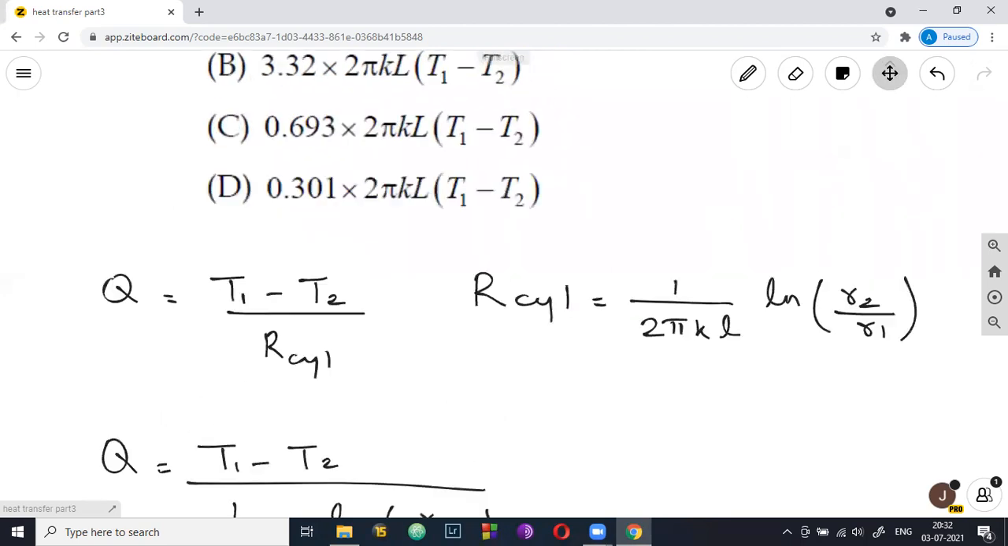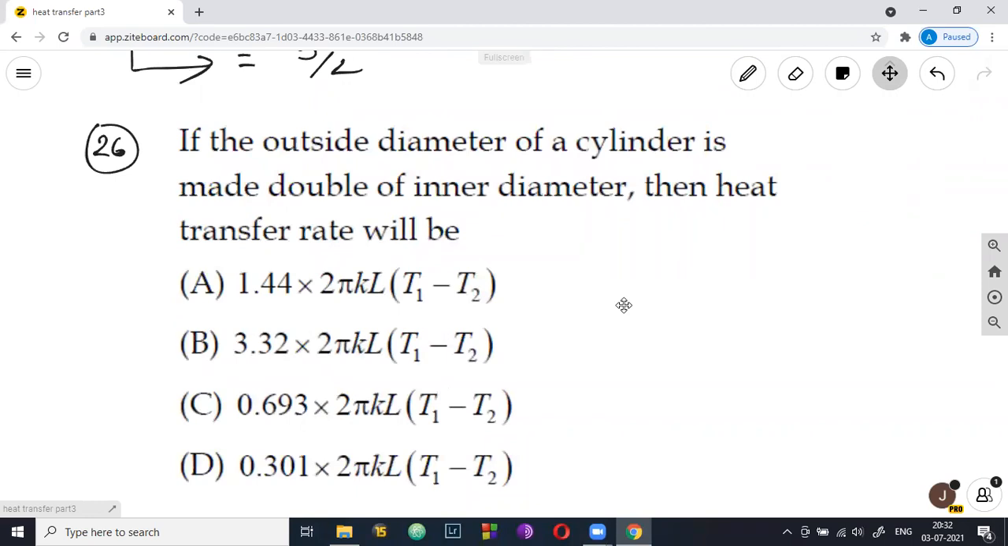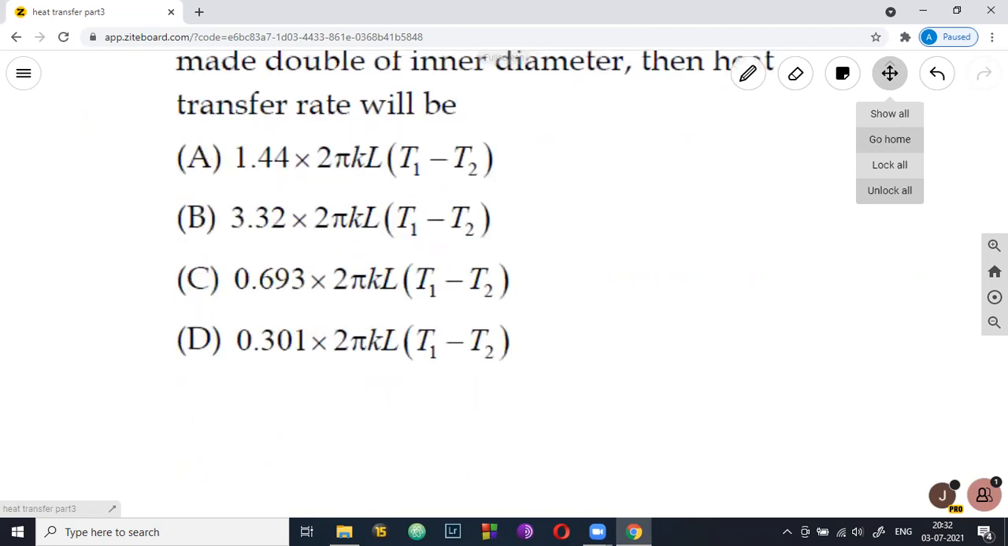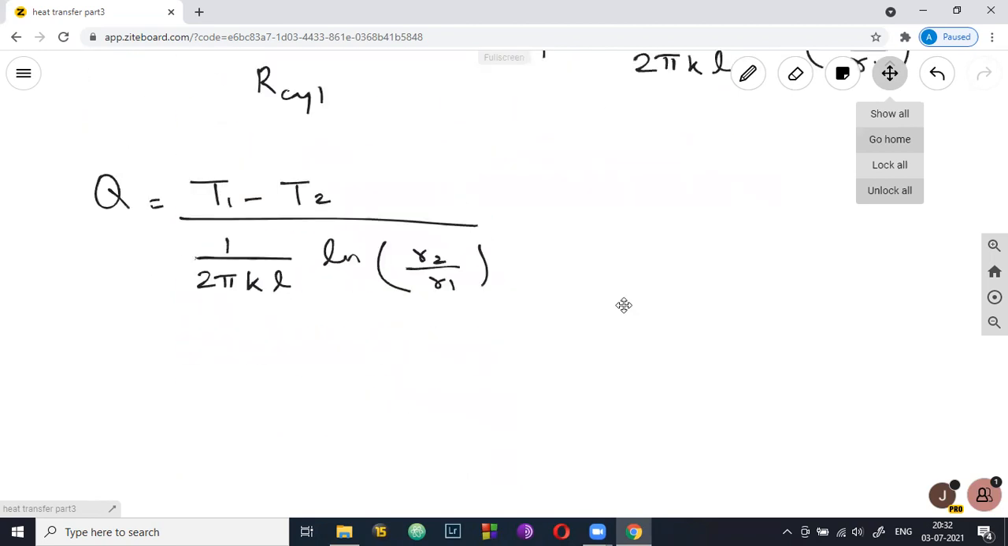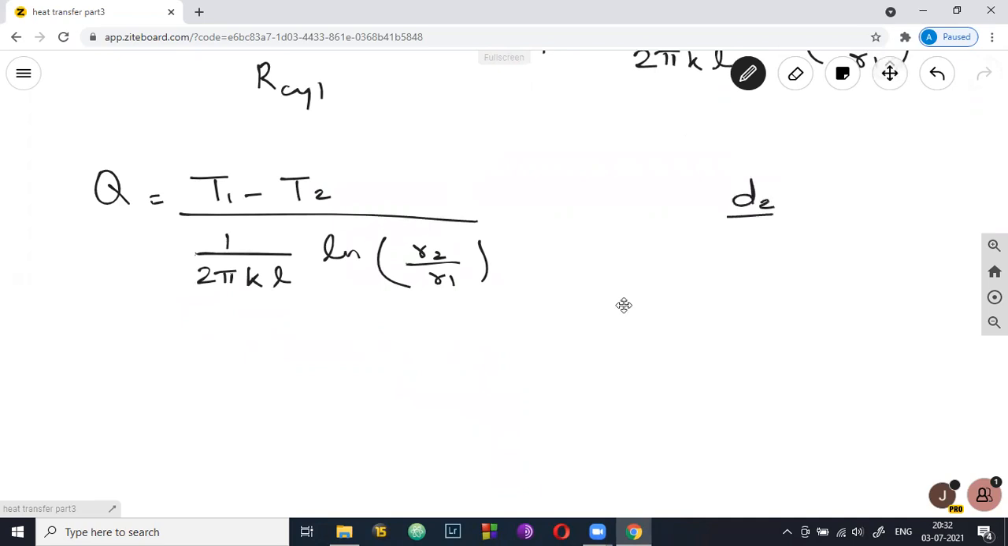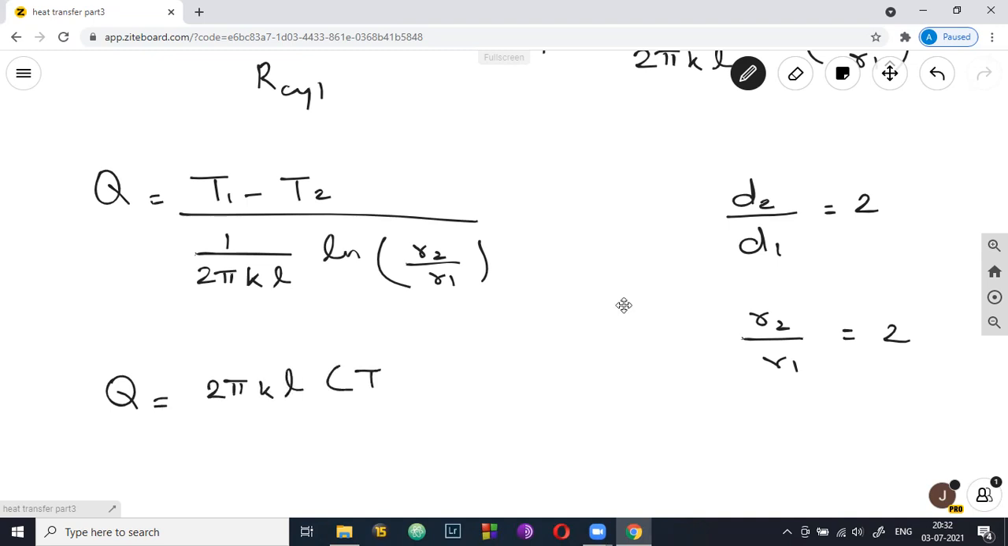Now let's see what data is given here. Outside diameter is double the inside diameter. So what is given to us? D2 by D1 is 2, or R2 by R1 is also 2. Ratio of diameter and ratio of radius are the same. So R2 by R1 can be replaced by 2 in the log. So Q is equal to 2 pi KL, taken entirely in the numerator, times T1 minus T2 divided by log of 2.